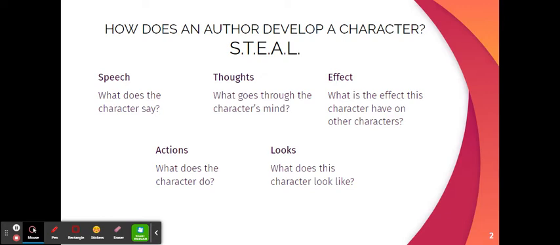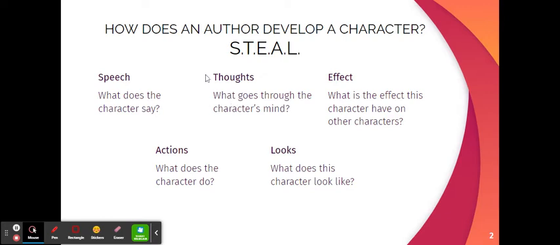Speech is what does the character say, and what does that speech reveal about the character, right? Like what they talk about, how they talk, the tone, the language that they use. All of that goes into revealing a little something about the character. Part of it will be the actual content of the words, but much more of it will be how they say it, the tone, the nature, the message, and the purpose of that speech.